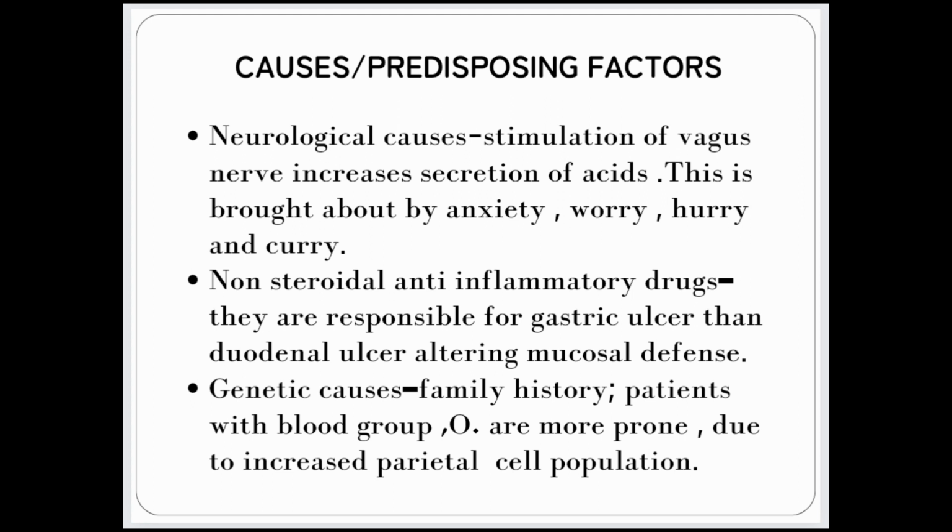Non-steroidal anti-inflammatory drugs or NSAIDs are responsible for gastric ulcer more than duodenal ulcer, altering mucosal defense. So if you have been taking NSAIDs for a very long time, they will cause gastric ulcer more than duodenal ulcer. Then genetic causes: family history, and patients with blood group O are more prone due to increased parietal cell population. Because they have increased parietal cells, they are more prone to peptic ulcer disease.